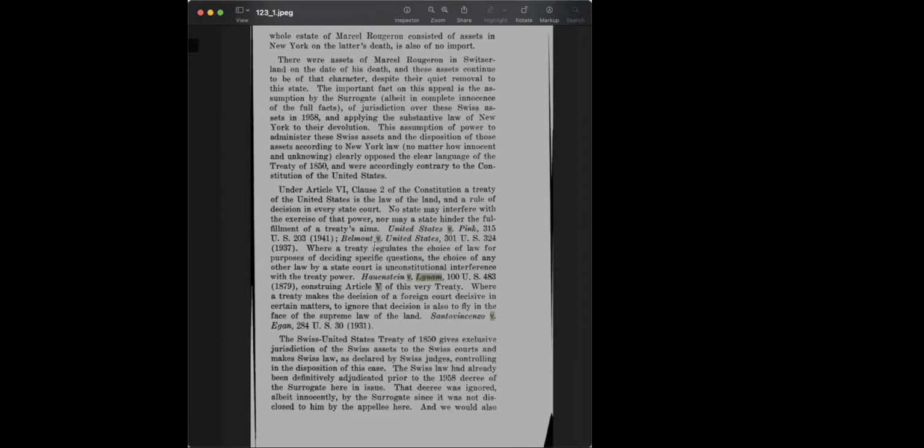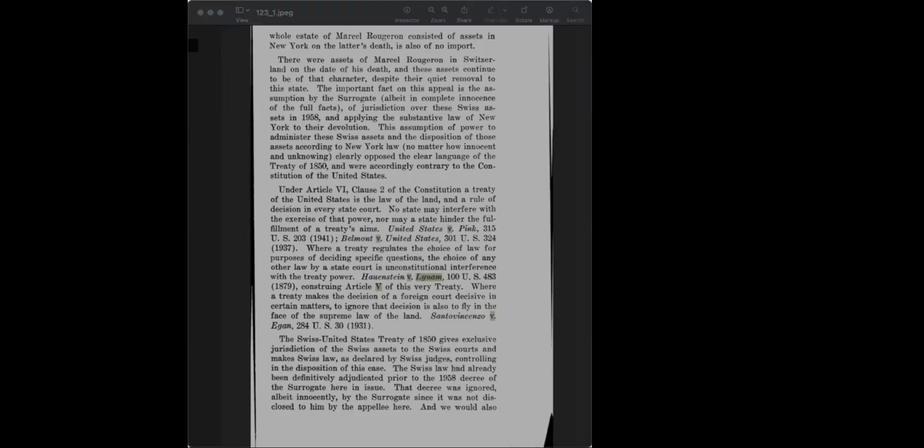Under Article 6, Clause 2 of the Constitution, a treaty of the United States is a law of the land and a rule of decision in every state court. No state may interfere with the exercise of that power, nor may a state hinder the fulfillment of a treaty's aims. United States v. Pink, 315 U.S. 203, 1941. Belmont v. United States, 301 U.S. 324, 1937, where a treaty regulates the choice of law for purposes of deciding specific questions, the choice of any other law by a state court is unconstitutional interference with treaty power.